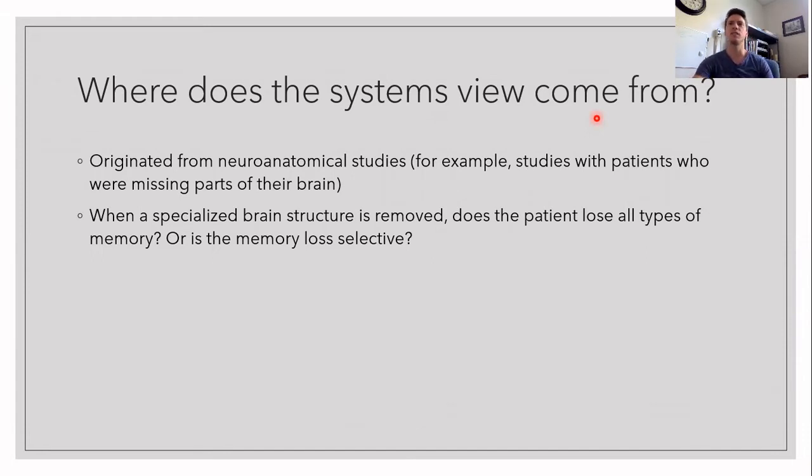So these are studies usually conducted with patients who have had parts of their brains removed, often through surgery. And the question here is, when a specialized brain structure is removed, and there is memory loss associated with that, does the patient lose all types of memory, or is this memory loss more selective? Do they only forget how to do specific types of things, or are they only forgetting specific types of memories?